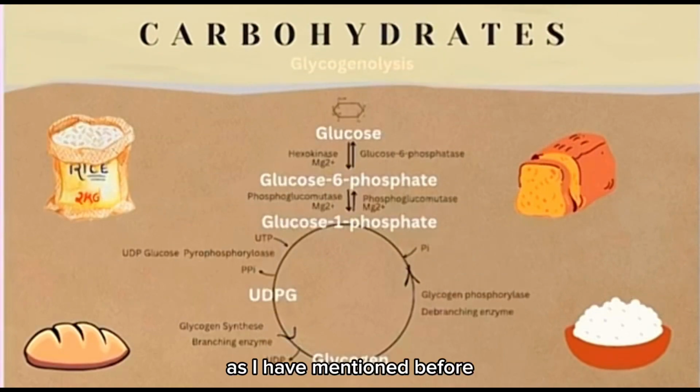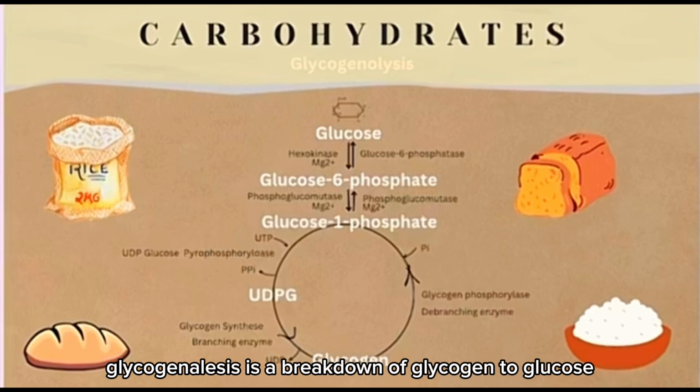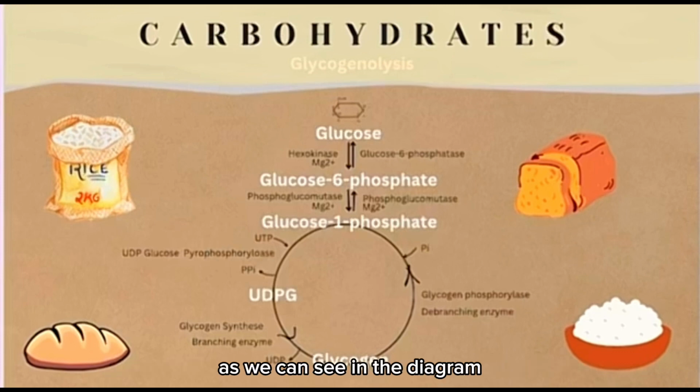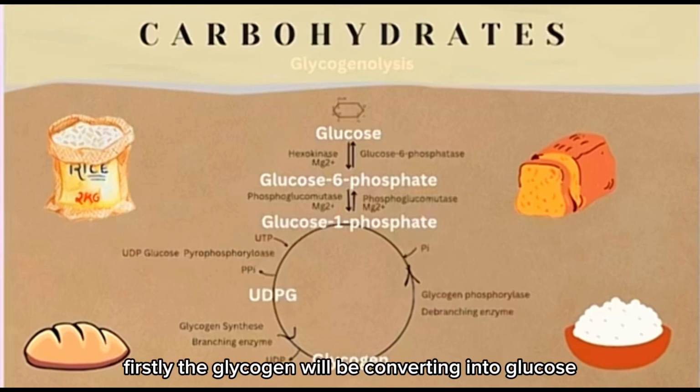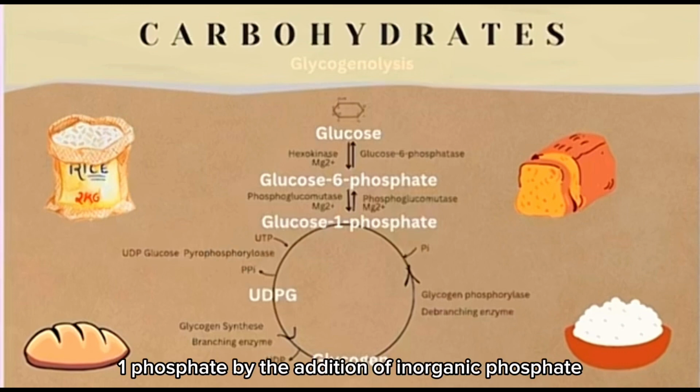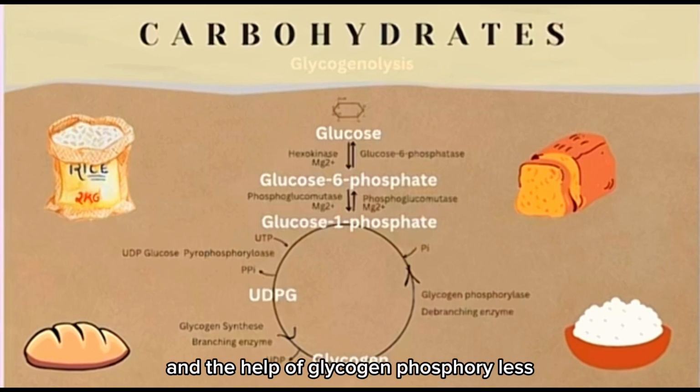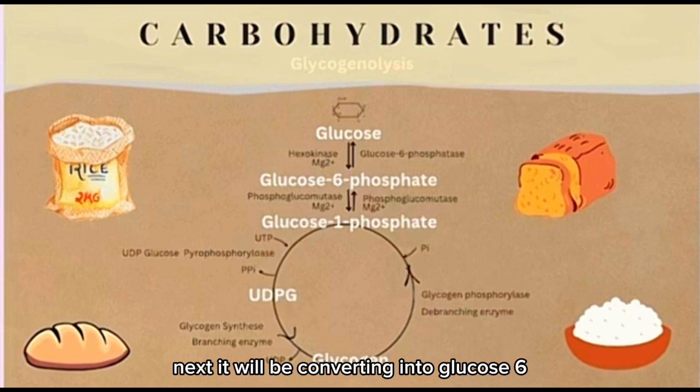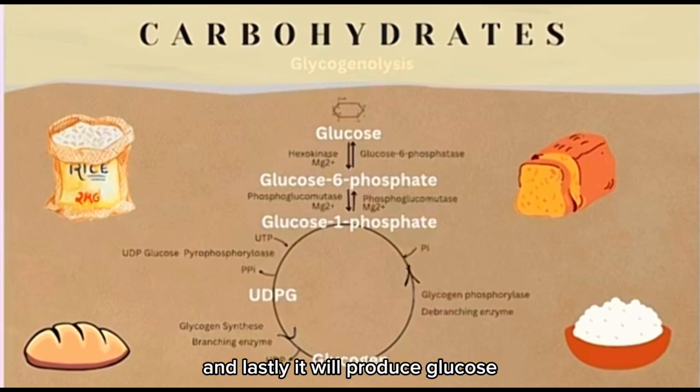As I have mentioned before, the process glycogenolysis is a breakdown of glycogen to glucose. As we can see in the diagram, firstly, the glycogen will be converting into glucose 1-phosphate by the addition of inorganic phosphate and the help of glycogen phosphorylase and the branching enzyme. Next, it will be converting into glucose 6-phosphate by the help of phosphoglucomutase and magnesium ion. And lastly, it will produce glucose by the help of glucose 6-phosphatase.